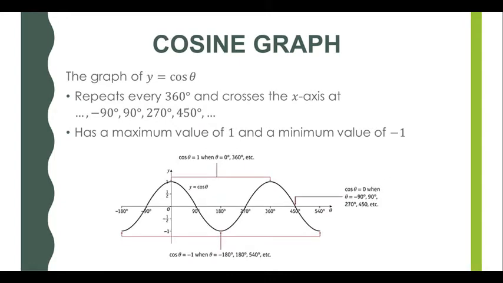The graph of cos is very similar, so it also repeats every 360 degrees, like so, and then repeats all over again. But it crosses the x-axis at minus 90, 90, 270, 450, and so on. And its maximum value is also 1, and its minimum value is minus 1.